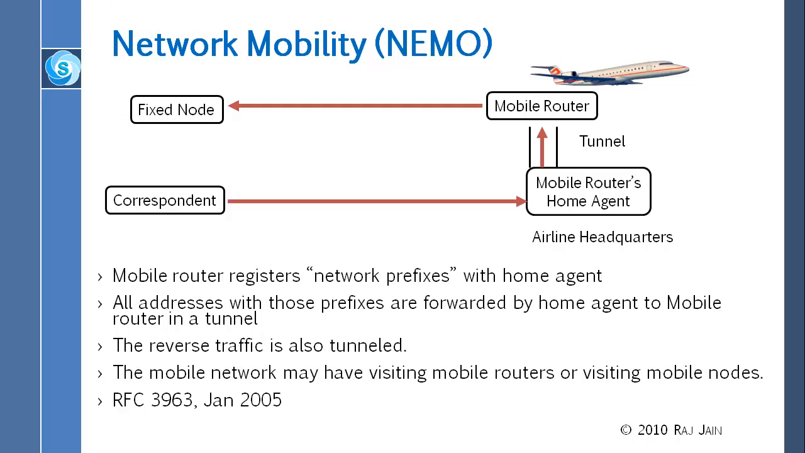All this is described in RFC 3963, which was done in January 2005. Mobile networks may have visiting nodes. This is recursive stuff, so you could have some mobility inside the plane. A mobile network may have visiting mobile routers or visiting mobile nodes. There could be people coming in and out of the plane, which doesn't make sense for a plane, but it could be a train, in which case it makes sense. There could be some new network or new people coming into the network and getting out.